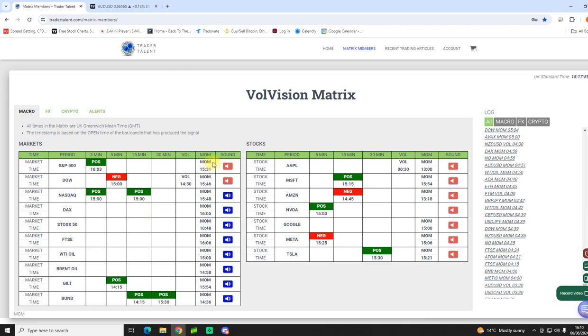Number two, secondly, is MOM, which stands for momentum. And what we're doing is we're matching up the MOM signals with the volatility, and we're using the MOM as potential entry, exit, and targets.